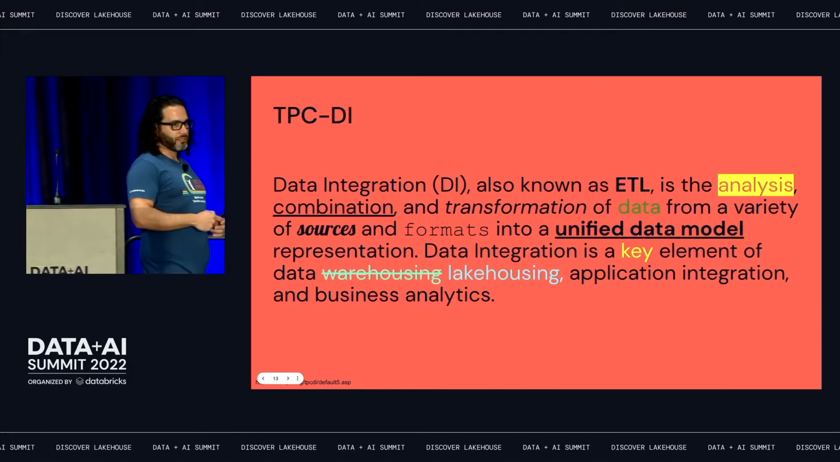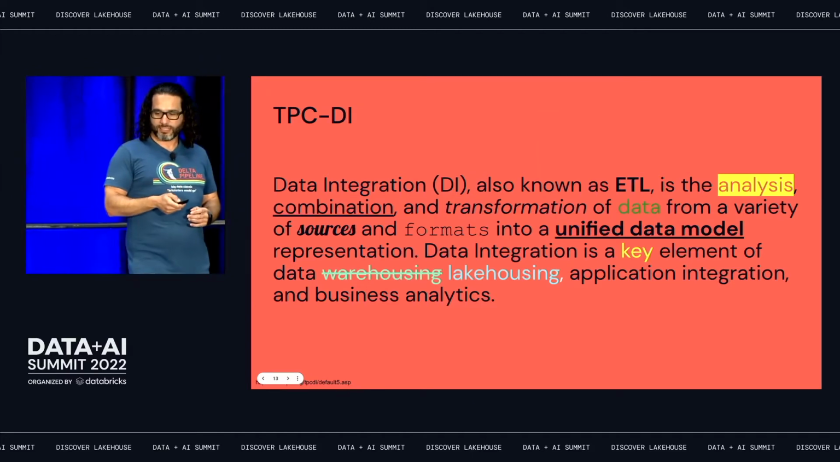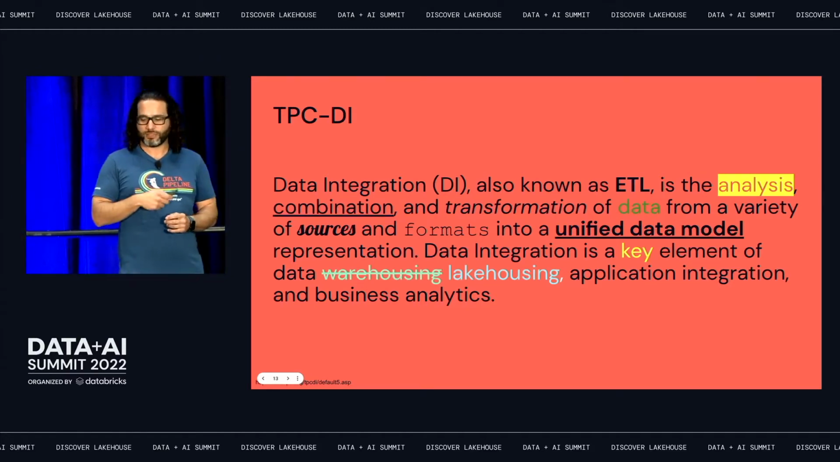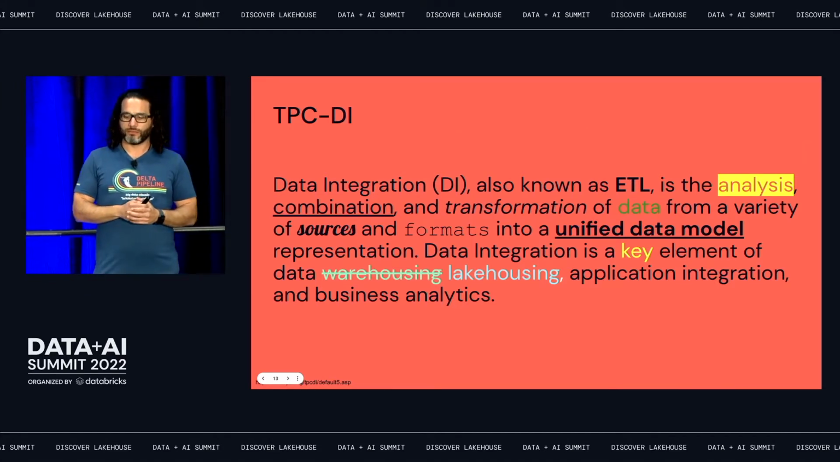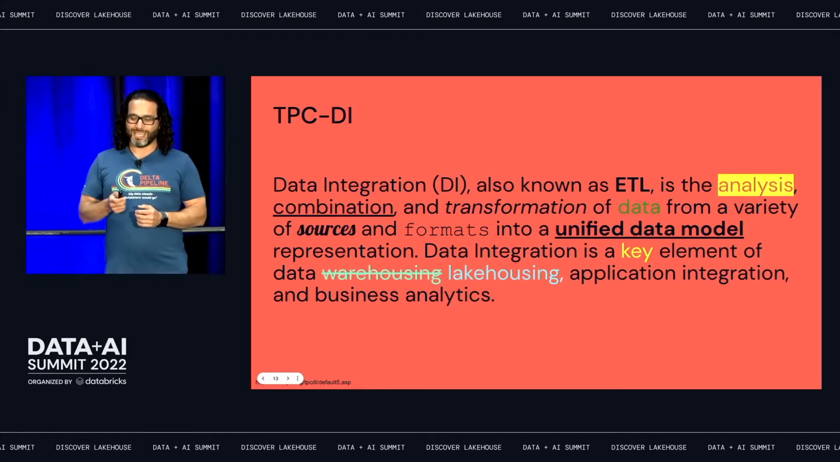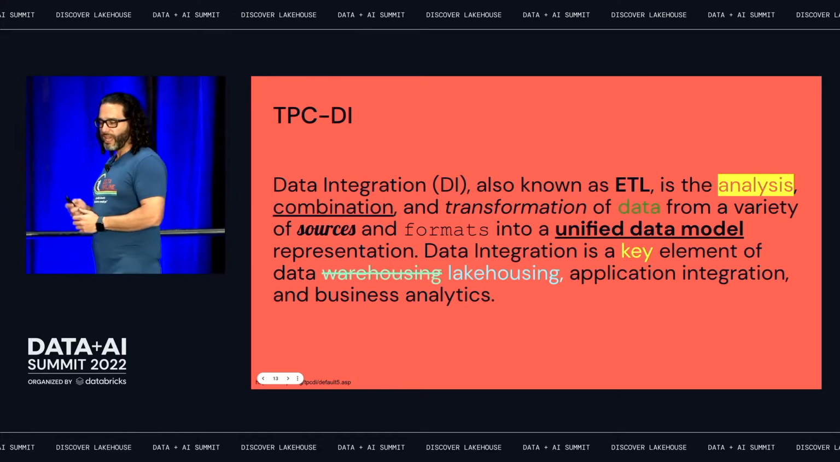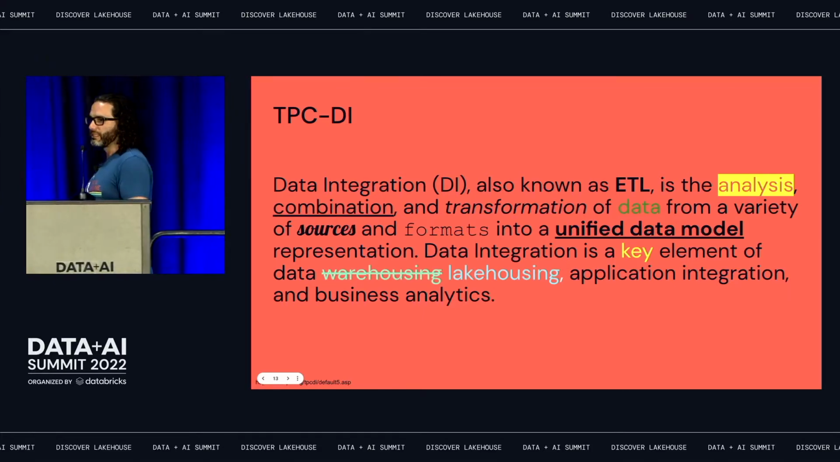TPC-DI is an ETL benchmark. It's the analysis, combination, and transformation of data from a variety of sources and formats into a unified data model. Data integration is the key to data lakehousing, application integration, and business analytics.